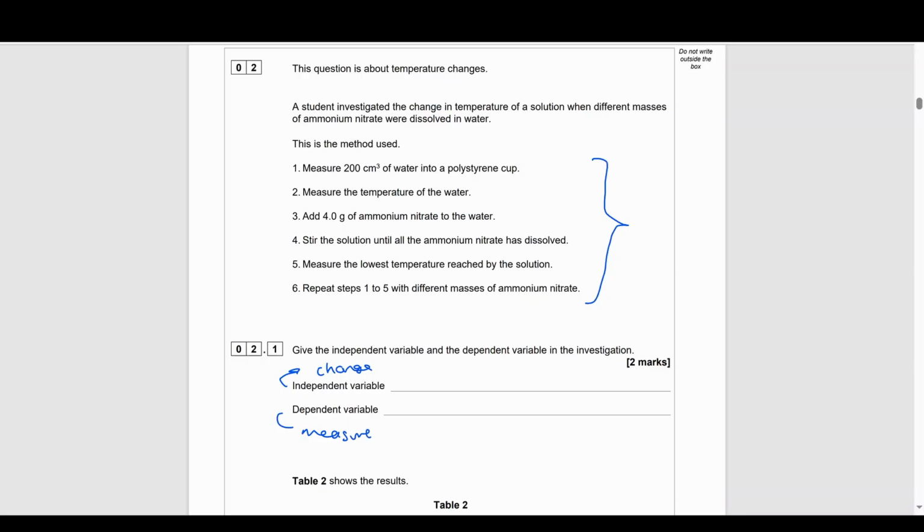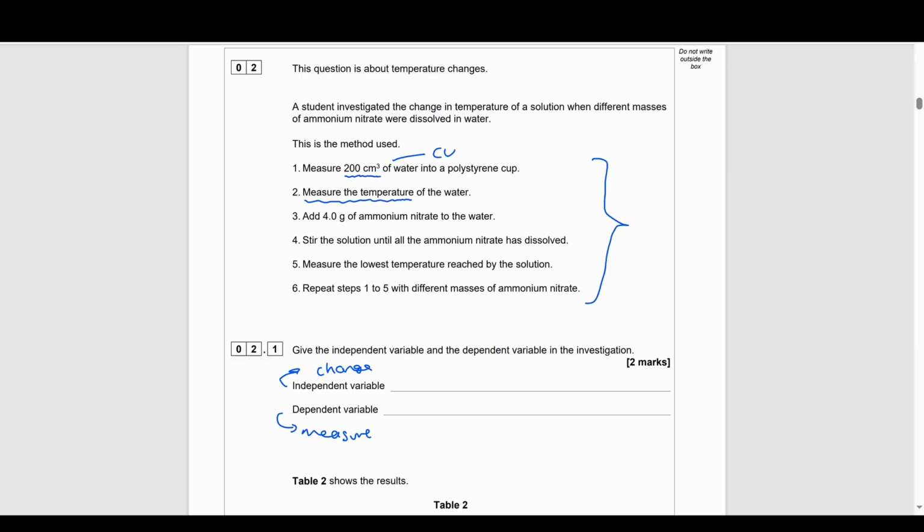So reading our method carefully now, it says we're going to measure 200 centimetres cubed of water into a polystyrene cup. Even though it says measure, they're giving us a specific value. So this is probably something that we're going to keep the same if we repeat the experiment. So this would actually be a control variable, but it's not asking us for that. Measure the temperature of the water. So there is something that we could measure. So the measurement has to be with temperature then. So let's read on and see if there is anything else to do with temperature again.